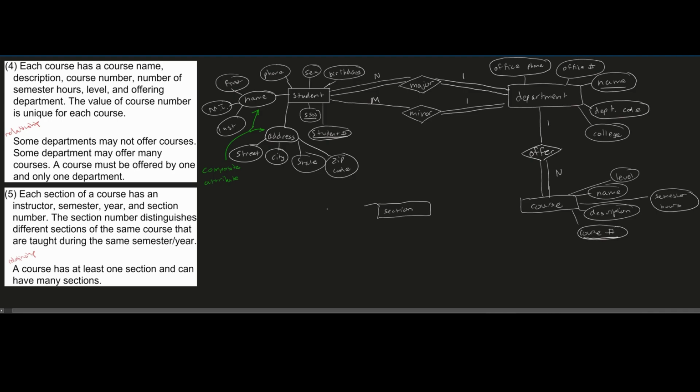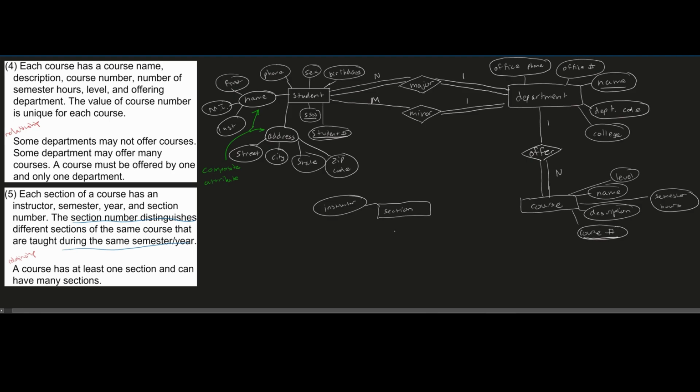So first, we are going to have our instructor. Now, there's a few things that are going to be a little bit different here. We have the semester, we have the year, and the section number. Now, the section number is going to distinguish different sections of the same course that are taught during the same semester and year. So our section number is a distinguisher for the different sections of that same course that are taught during the same semester or year.